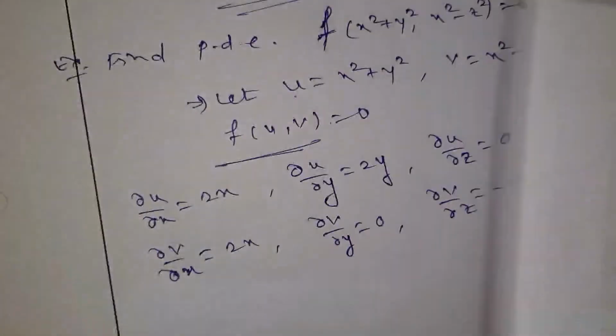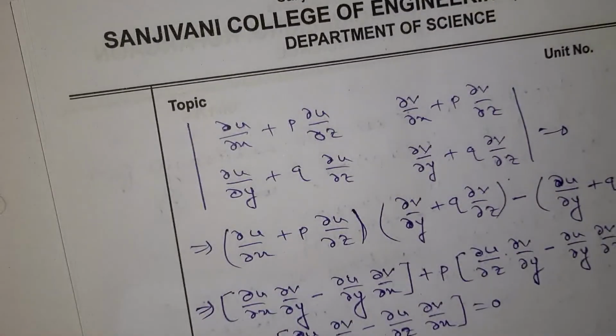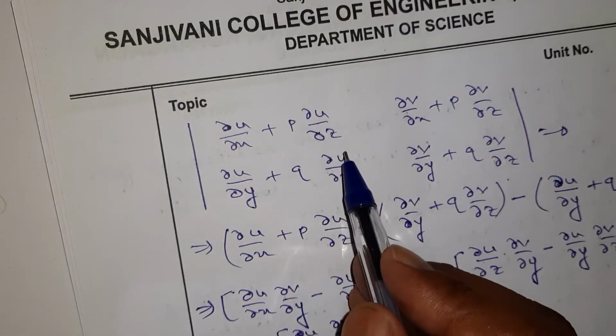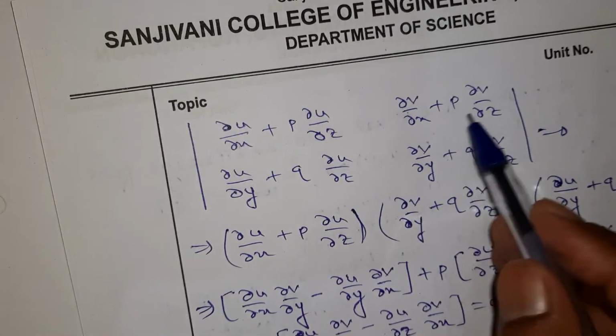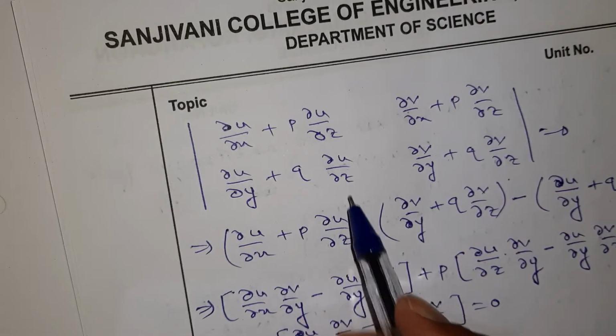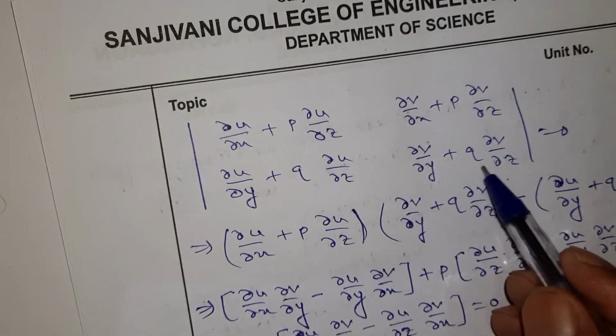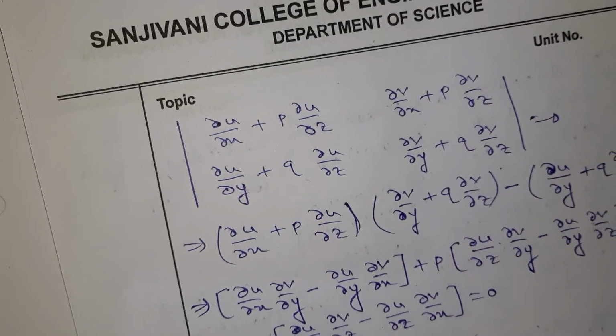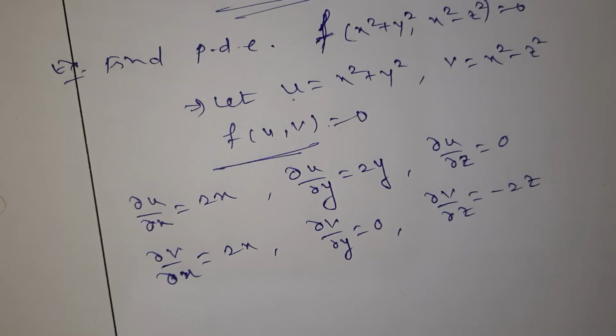Okay, so this determinant I need. Write down the formula of this determinant: ∂u/∂x plus p into ∂u/∂z, ∂v/∂x plus p into ∂v/∂z, ∂u/∂y plus q into ∂u/∂z, ∂v/∂y plus q into ∂v/∂z is equal to 0. And now put the values which you have calculated.